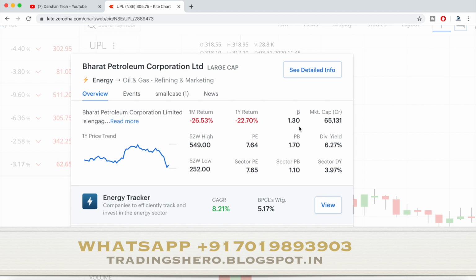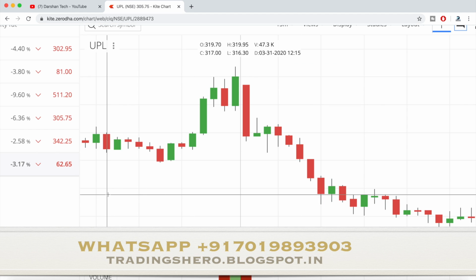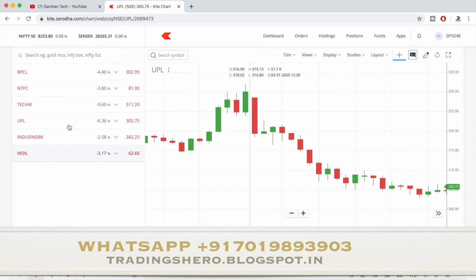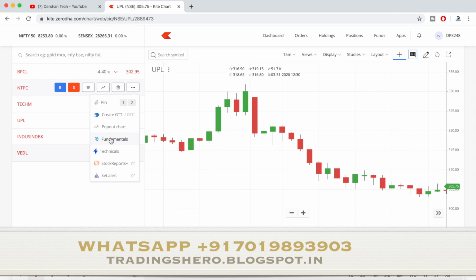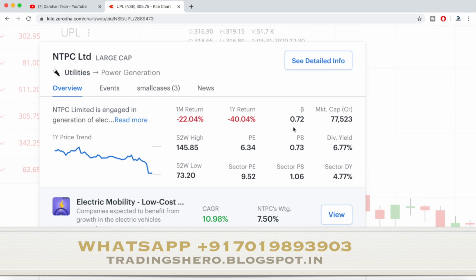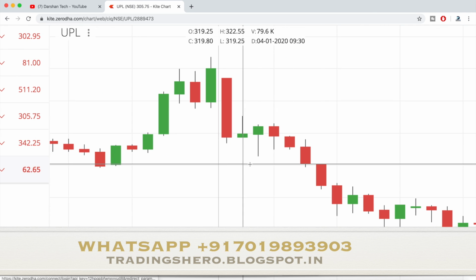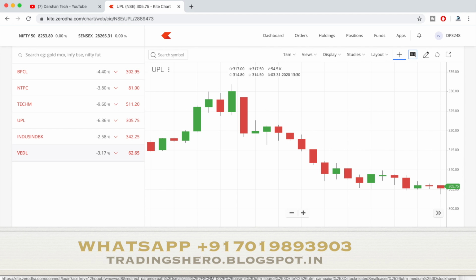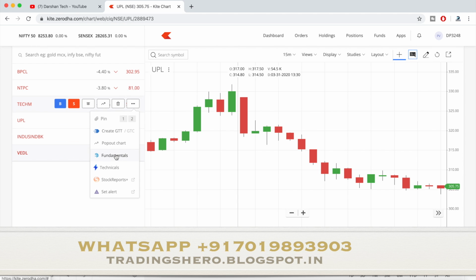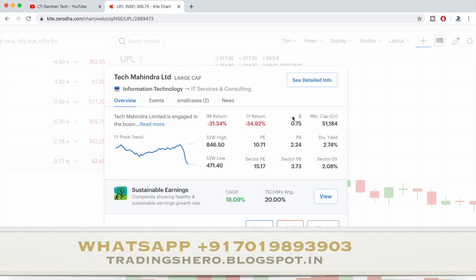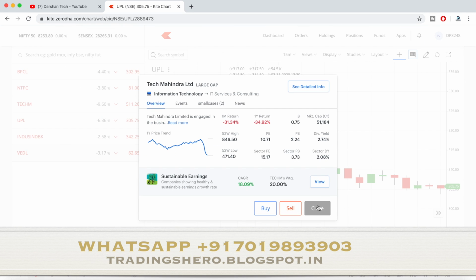As I showed you the beta chart, you can just see the chart again. A beta of 1 and above will always have a good movement. So you can just select the stock. I'll show you some of the stocks now. I have shown you NTPC also. The NTPC beta is 0.72, so you can avoid trading that because the beta value is less and the movement you find will be less. And this is TechM, Tech Mahindra, where the beta is 0.75.